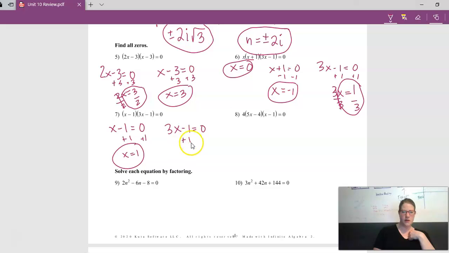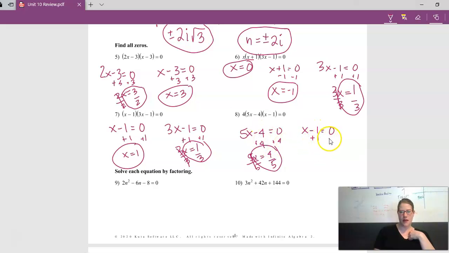So x equals 1. We're going to add 1 to both sides here and divide by 3. So x equals 1/3. Remember, if there's just a number out front with no x, that's not going to affect our zeros. We can't change that to a 0 by putting an x in there because it doesn't have a variable with it. It's just a 4. So here we would add 4 to both sides to get 5x equals 4 and divide by 5. So x equals 4/5. On this one, I add 1 to both sides and x equals 1.